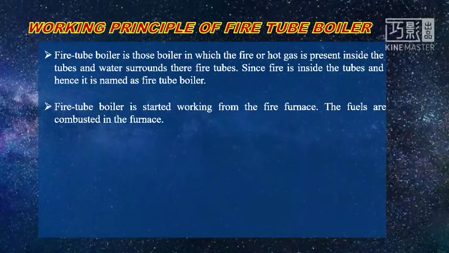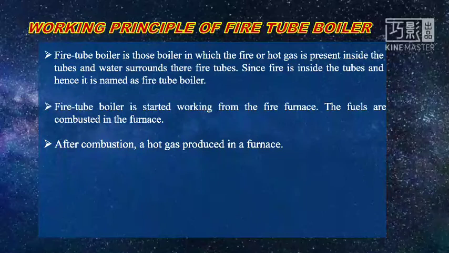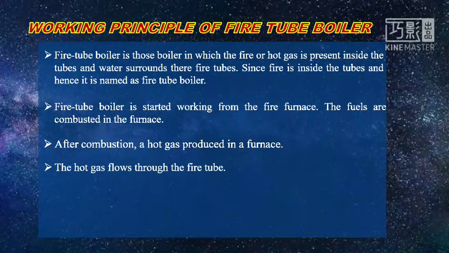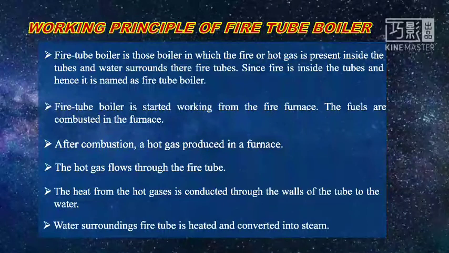Fire tube boiler starts working from the fire furnace. The fuel is combusted in the furnace. After combustion, hot gas is produced in the furnace. The hot gas flows through the fire tube. The heat from the hot gas is conducted through the wall of the tube to the water. Water surrounding the fire tube is heated up and converted into steam.